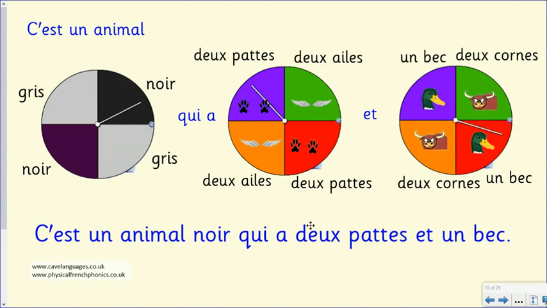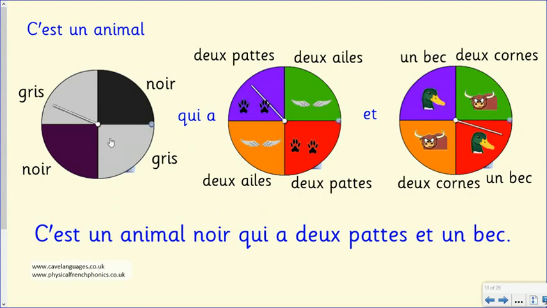I'm going to do this 3 times, so I suggest you stop the video now and find yourself a piece of paper and a pencil or pen and write 3 sentences like this one, choosing which part you want to have each time. And then I'm going to spin. Okay, so if you've got your 3 sentences written down, here we go.